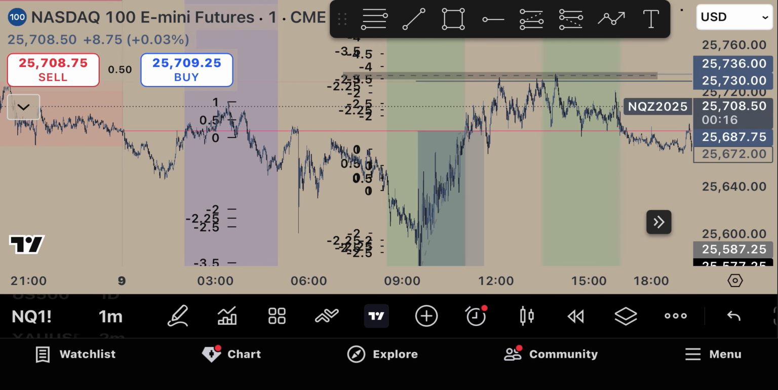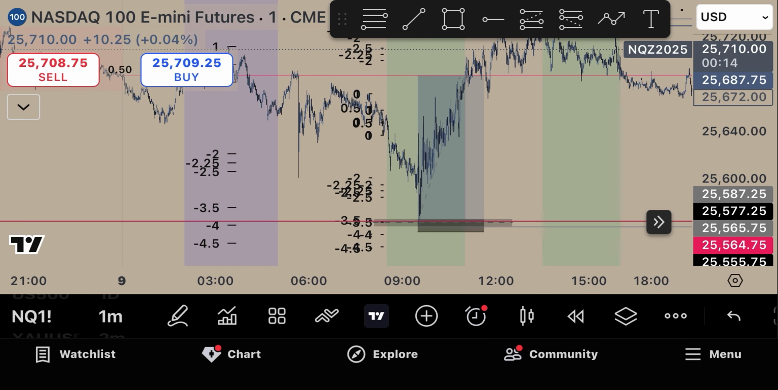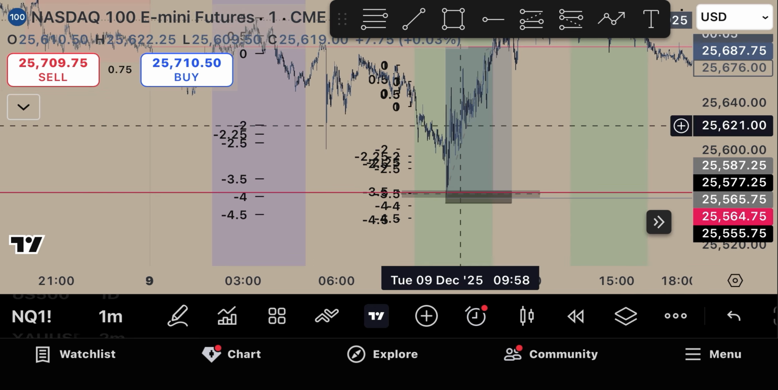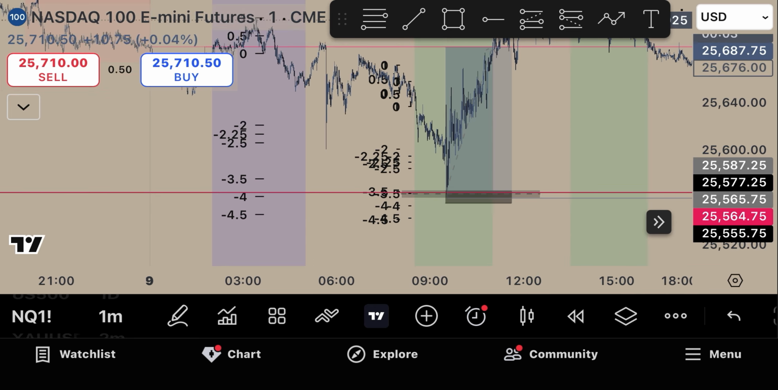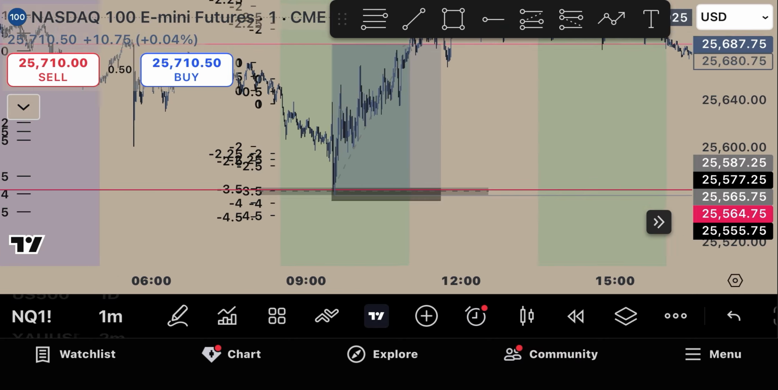And another thing that I looked at is this other slightly lighter pink line. That's my midnight open. Anytime we're below midnight open, I usually look for longs. If we're above midnight open, I'll be looking for shorts. So I was looking for longs. Bias was clearly bullish.